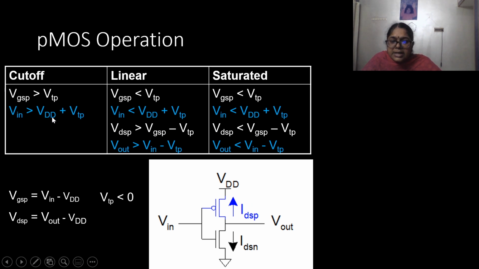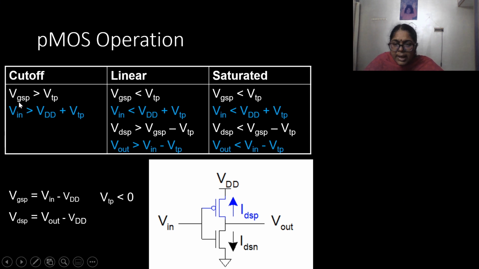Vin greater than VDD plus VTP, the transistor is off. Vin less than VDD plus VTP, the transistor is on. Vout greater than Vin minus VTP, the transistor is in linear region. Vout less than Vin minus VTP, the transistor is in saturation region.